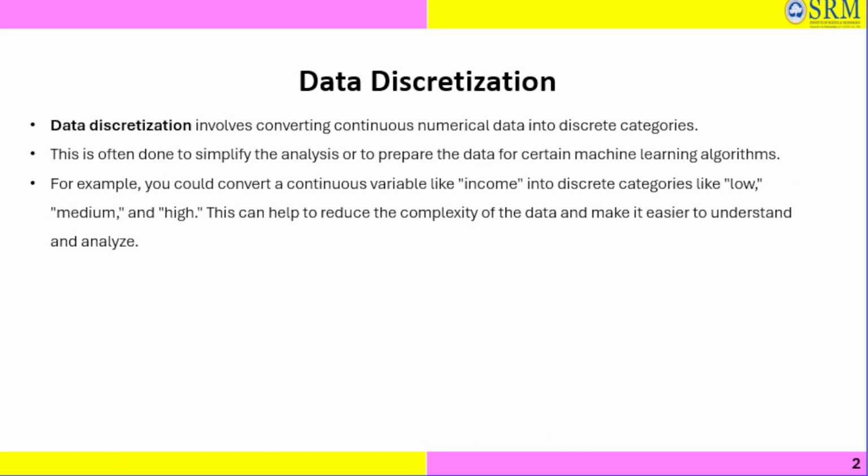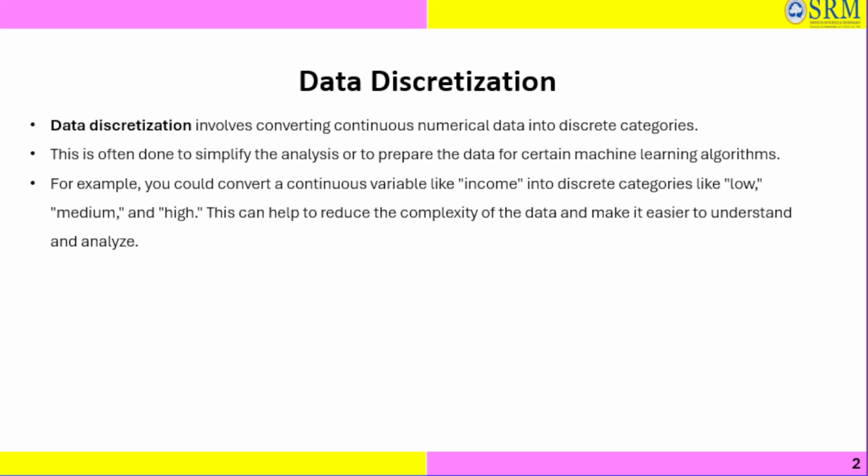Next is data discretization. Whenever you have multiple data points, you convert that continuous numerical data into discrete categories. That is called discretization. This is often done to simplify the analysis or to prepare the data for certain machine learning algorithms. For example, you could convert a continuous variable like income into discrete categories like low, medium, and high, which can help to reduce the complexity of the data and make it easier to understand and analyze.